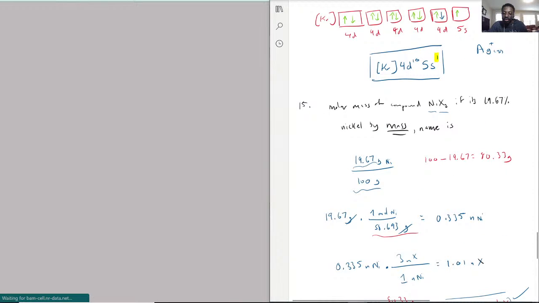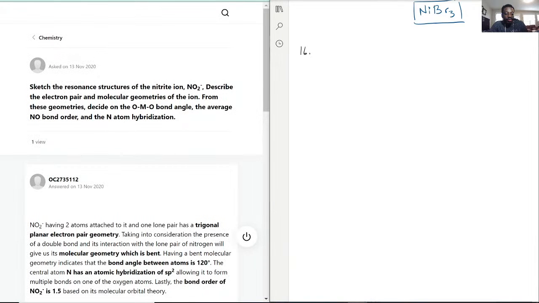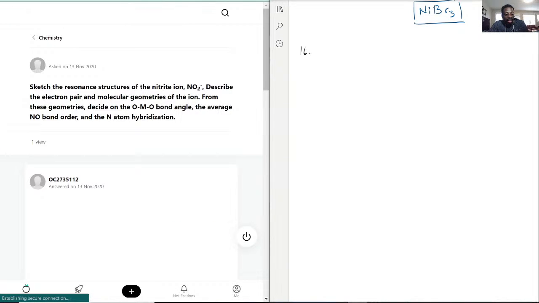Yes, it is 16. Sketch the resonance structures of the nitrite ion. Describe the electron pair and molecular geometries of the ion. From these geometries, decide on the ONO bond angle, the average NO bond order and the N atom hybridization.